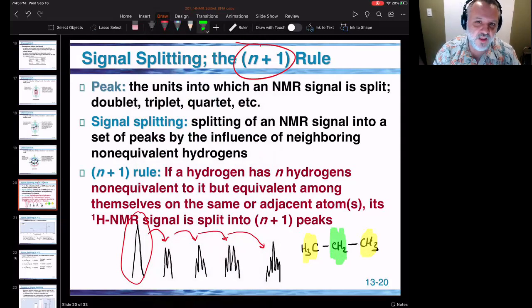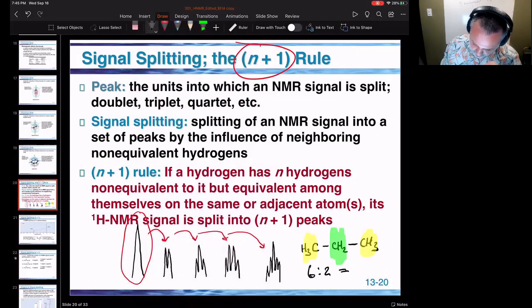Where are they going to be located? Remember, this is just single bonded carbons, so they're going to be around that 1 to 1.5 range. That's where they'll all appear. What will the integration pattern look like? Well, how many total hydrogens is it? It's 6 to 2, right? Because I'm counting all 6 of the yellow ones. So that comes down to 3 to 1. That will be the integration pattern.